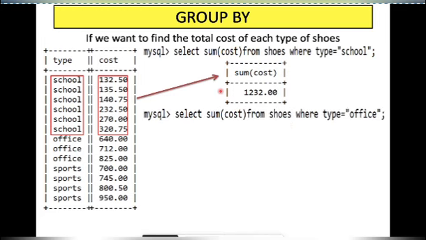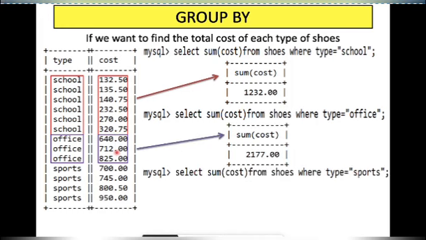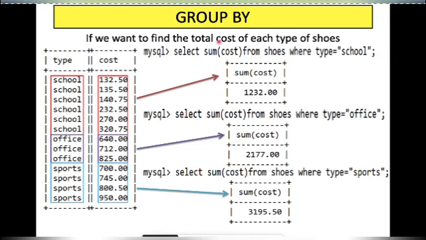And if we want to calculate the total cost of office shoes, this is the query you will write. Select sum cost from shoes where type is equal to office. So it will filter the office shoes and find the sum and give you the output like this. And same is the case for sports shoes. So these are the 3 separate queries that we'll have to write, and we can't even get the output together, like school sum is this, then office sum is this, then sports sum is this. So this is quite a cumbersome job, that we are writing 3 queries separately and giving the output.